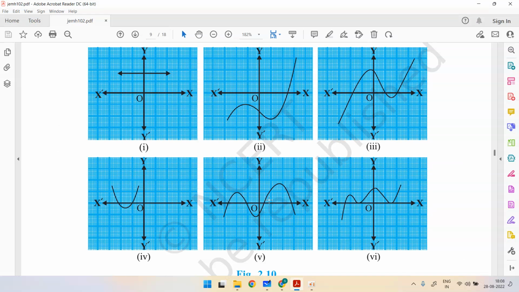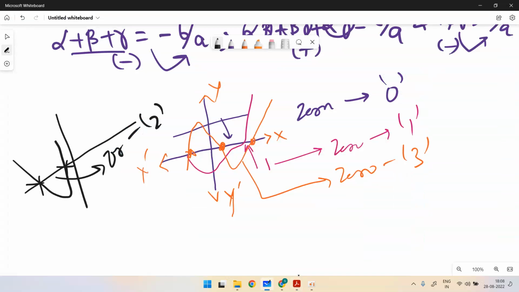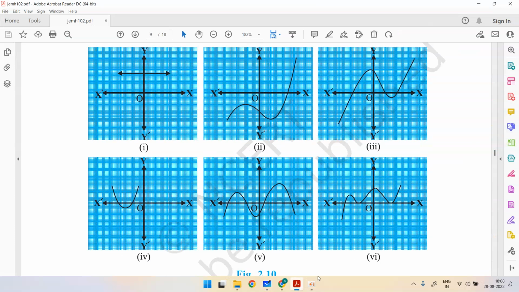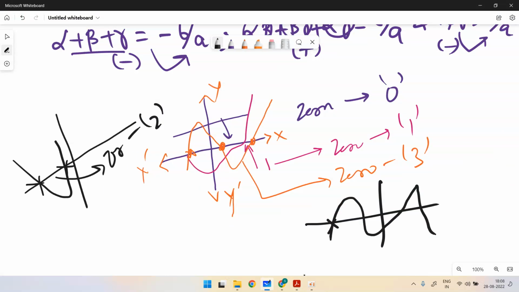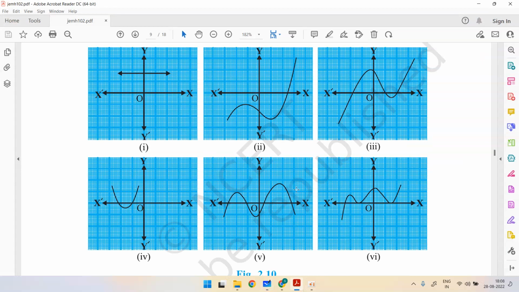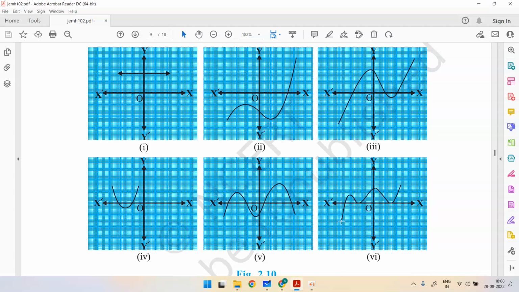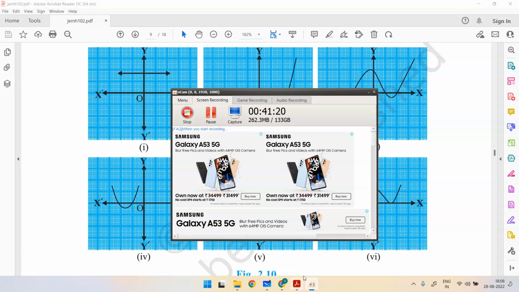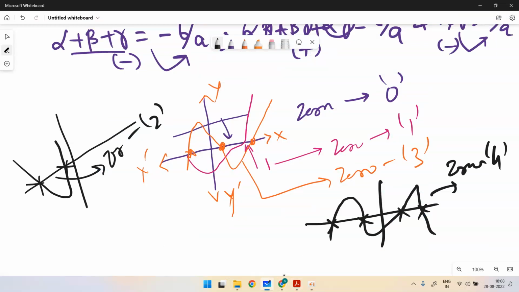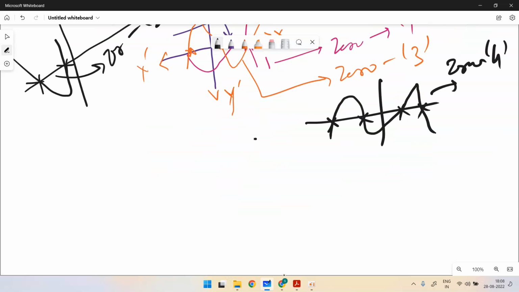Next, this intersects the x-axis at 1, 2, 3 and 4 points, so the number of zeros will be 4. The number of times it cuts the x-axis is 4. Now here it touches the x-axis, so it is 1. I will draw the diagram so you can understand it in a better way.